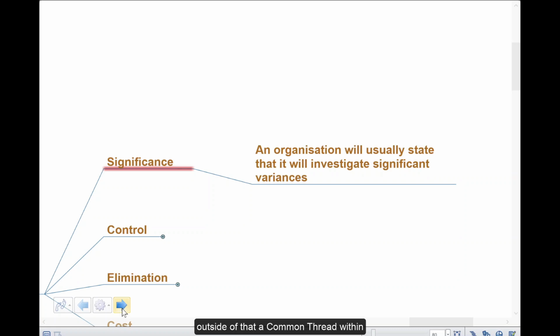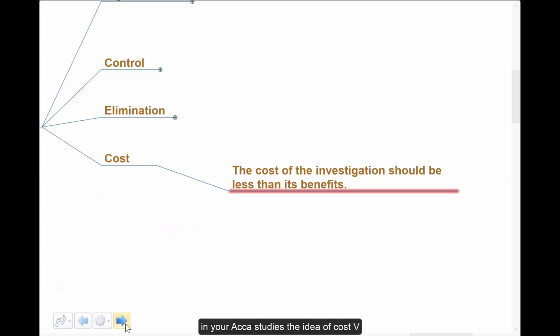Outside of that, a common thread within MA, we've heard this several times before, and indeed you'll hear it going forward in your ACCA studies, is the idea of cost versus benefit. What we can't do is expend a lot of time on variances, significant or otherwise, where the upside or the benefit is so much lower than the cost of getting involved in this investigation. Okay? So those are the 4 key aspects.